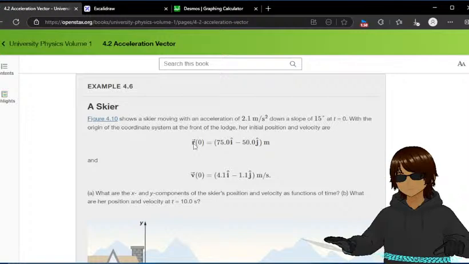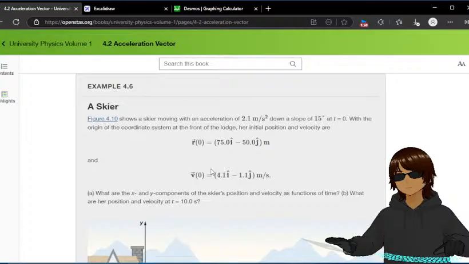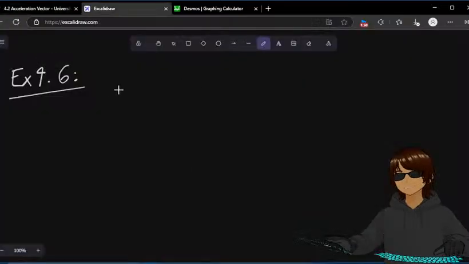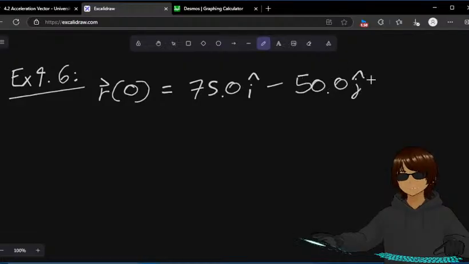We have... why is there a minus here? Okay, wait. R0 is 75.0 i minus 50.0 j meters.